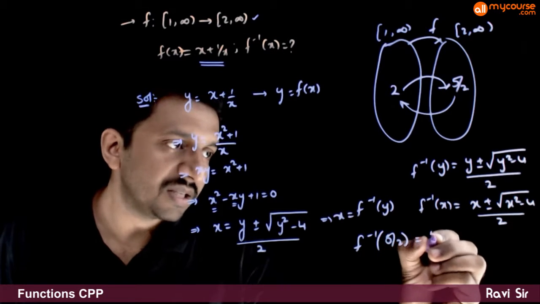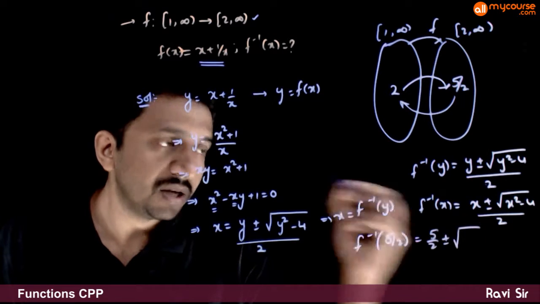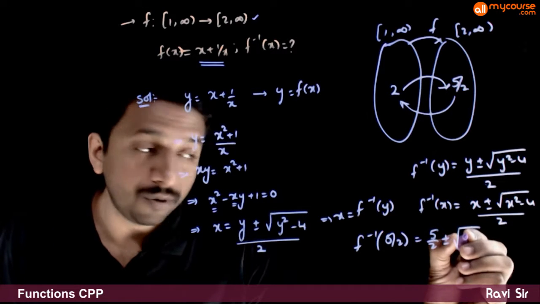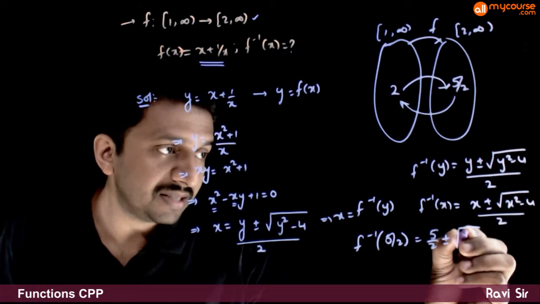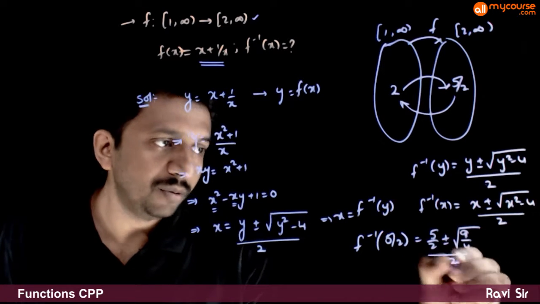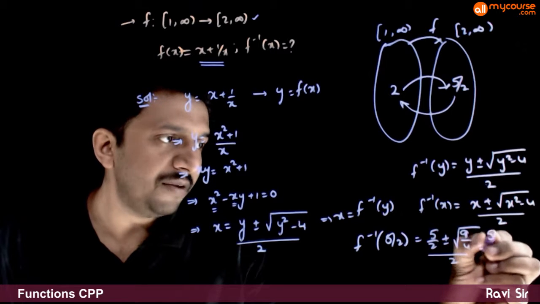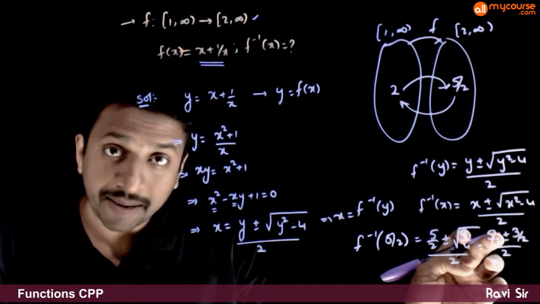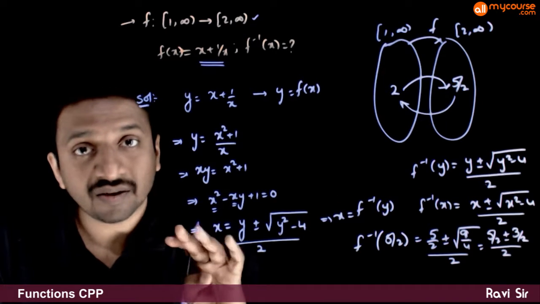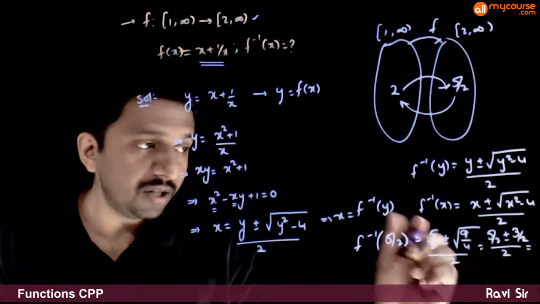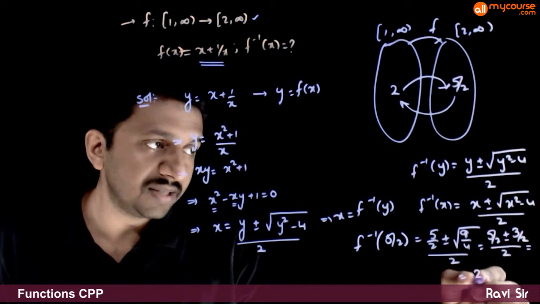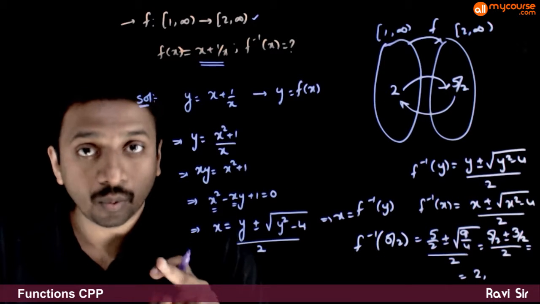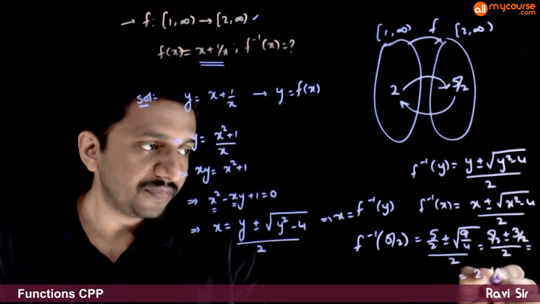So f inverse of 5 by 2 is (5 by 2 plus or minus root of 25 by 4 minus 4) by 2. 25 by 4 minus 4 is (25 minus 16) by 4, that is 9 by 4. So that is equal to (5 by 2 plus or minus 3 by 2) by 2. If you take plus, 5 by 2 plus 3 by 2 is 4. Corresponding to the plus sign, you're getting 4 by 2, that is 2, as the answer. Corresponding to the minus sign, 5 by 2 minus 3 by 2 is 1. You're getting 1 by 2 as the answer.